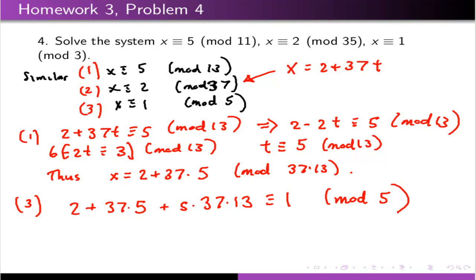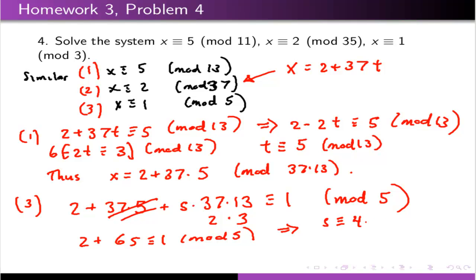And very quickly collapse this down. So this term is going to go away because it has a 5 in it, and this is 2 times 3. So you get 2 plus 6s is 1 mod 5. 6 is 1, so s is -1, which is 4 mod 5.